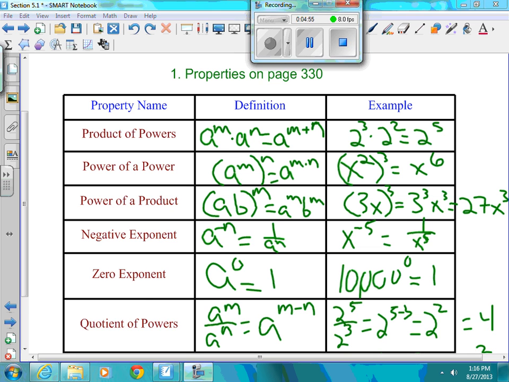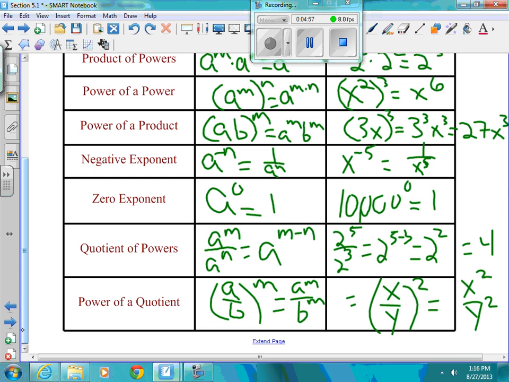And the zero exponent property: a to the 0 equals 1. Anything to the 0 power is 1. A billion to the 0 power is 1. A trillion to the 0 power is 1. Negative 5,000 to the 0 power is 1. 10,000 to the 0 power, try to put it on your calculator. Anything you put to the 0 power is 1.